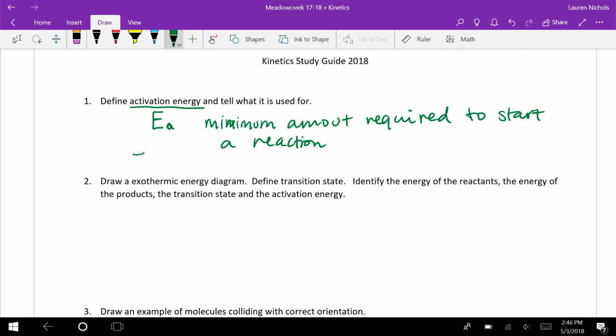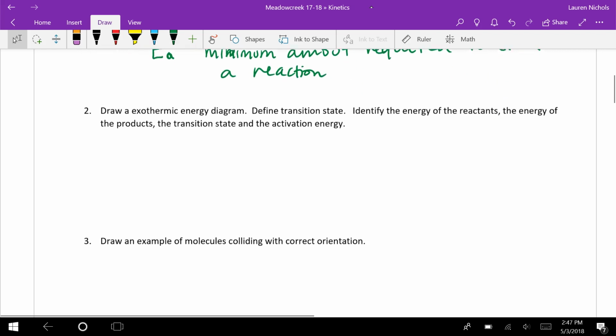So let's say that the activation energy for a reaction is 500 joules, but you add 600 joules. Well, because that's more than 500, your reaction will occur. But if your activation energy is 500 joules and you only add 490 joules, well, that's not enough, and so the reaction will not occur. Remember, the correct amount of energy and the correct orientation are both required to start the reaction.